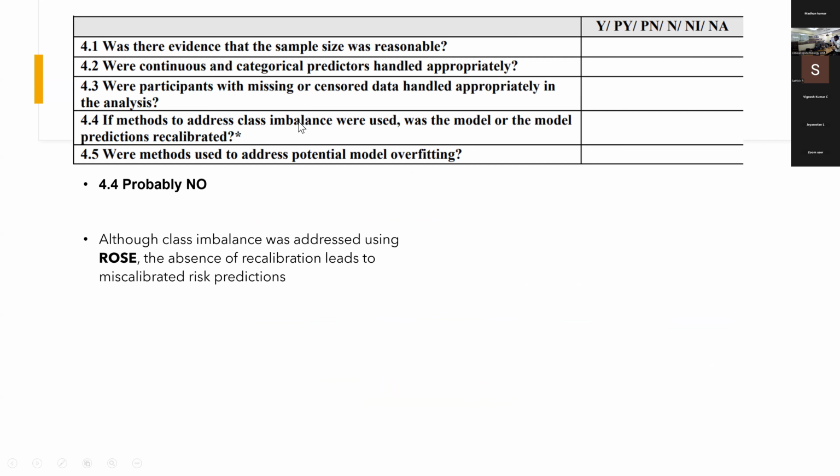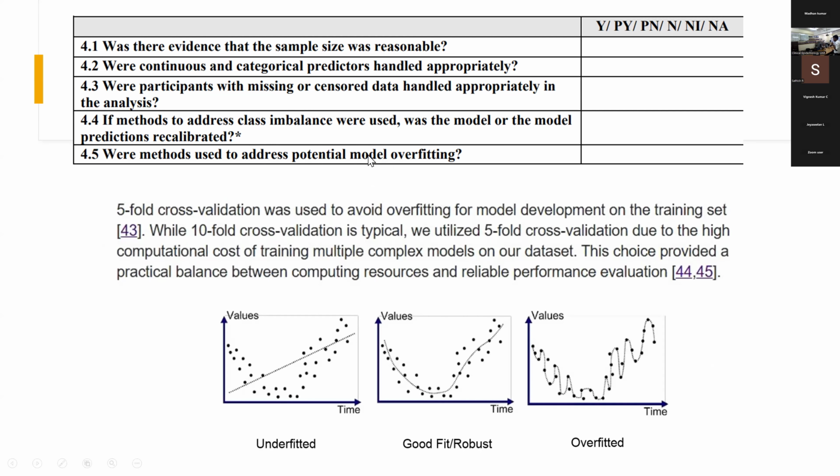The fourth question was, if methods to address class imbalance were used, was the model or the model predictions recalibrated? For this, I have given a probable no because they have addressed class imbalance using the technique of random oversampling, which I had shown previously, in which they had oversampled the underrepresented group which had cardiovascular events, but they have not per se recalibrated this model based on the new data set in the study. And were methods used to address.